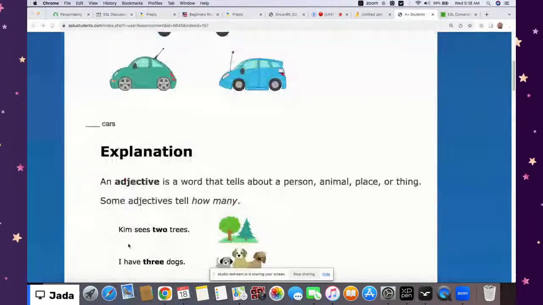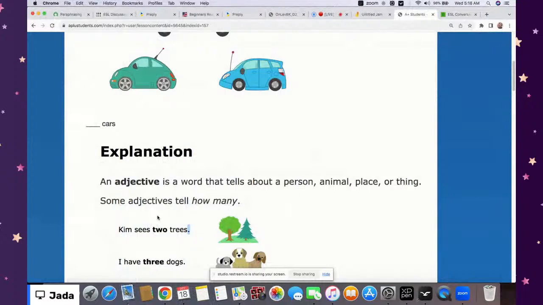Now, an adjective is a word that tells about a person, animal, place, or thing. Some adjectives tell how many. Okay. So some adjectives will tell you how many. That is like asking you, how many things do you see? How many do you see?